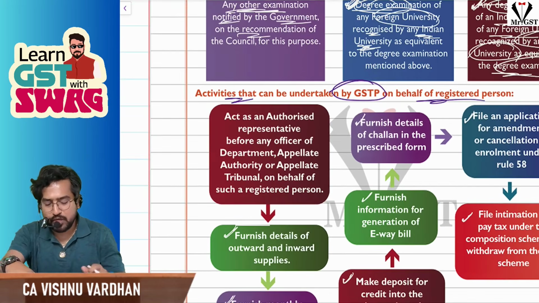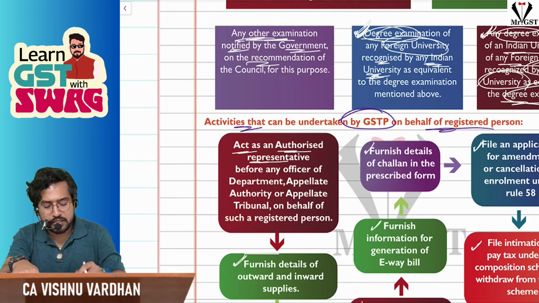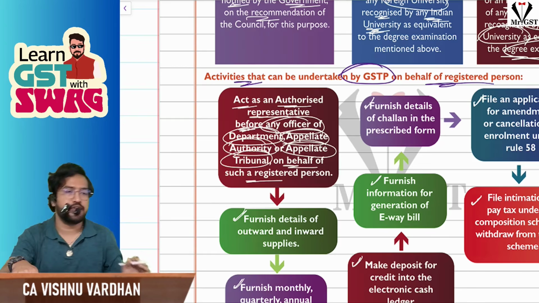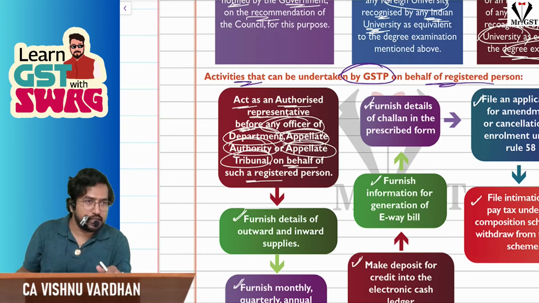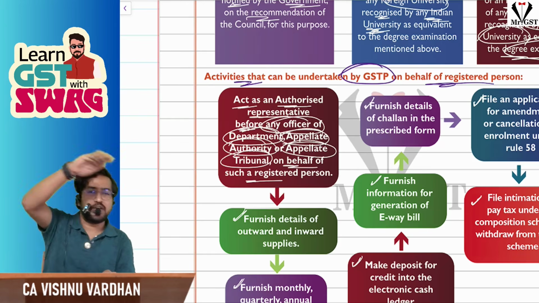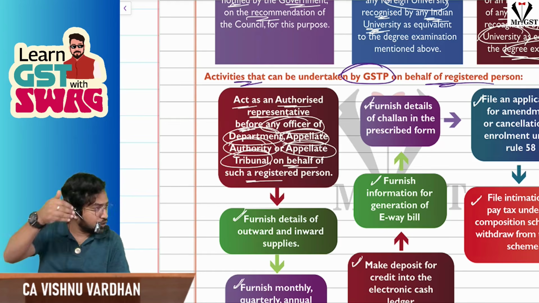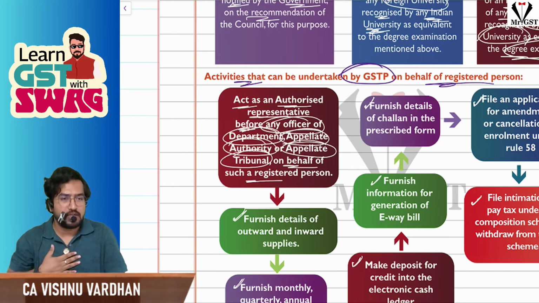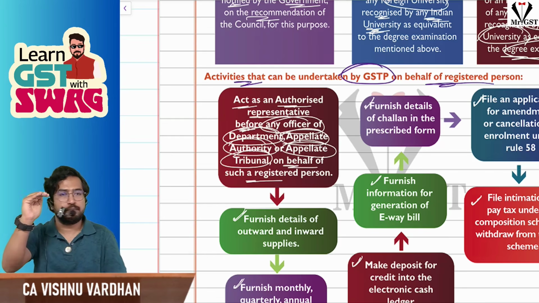One really advantageous super duper option is that you can act as an authorized representative before any office of the department or appellate authority or appellate tribunal on behalf of a registered person. You can represent your client at any level up to tribunal. You can represent them with the departmental officer, or if you want to file an appeal. See, appellate authority means, first thing, how do we go for appeals? You don't like an order, you appeal that within the department first. So we call it a departmental appeal.